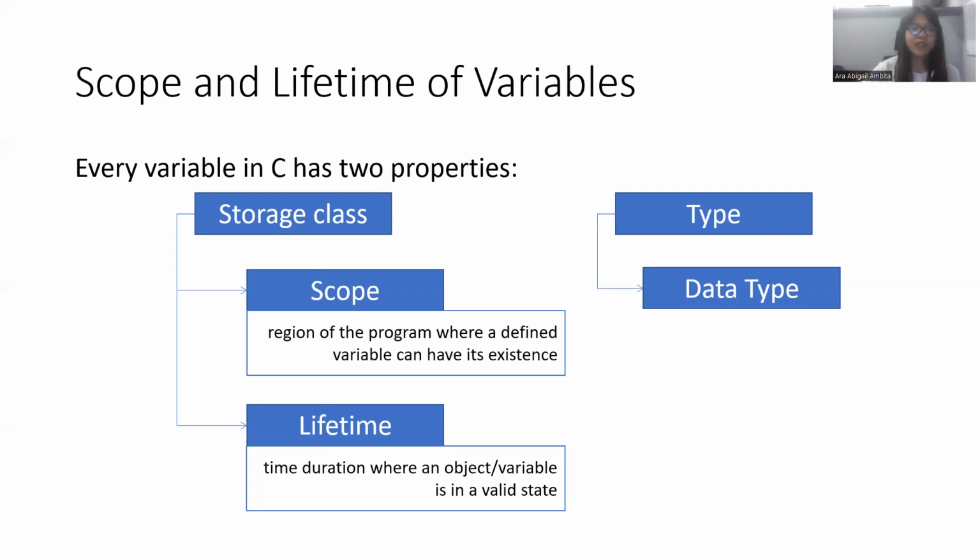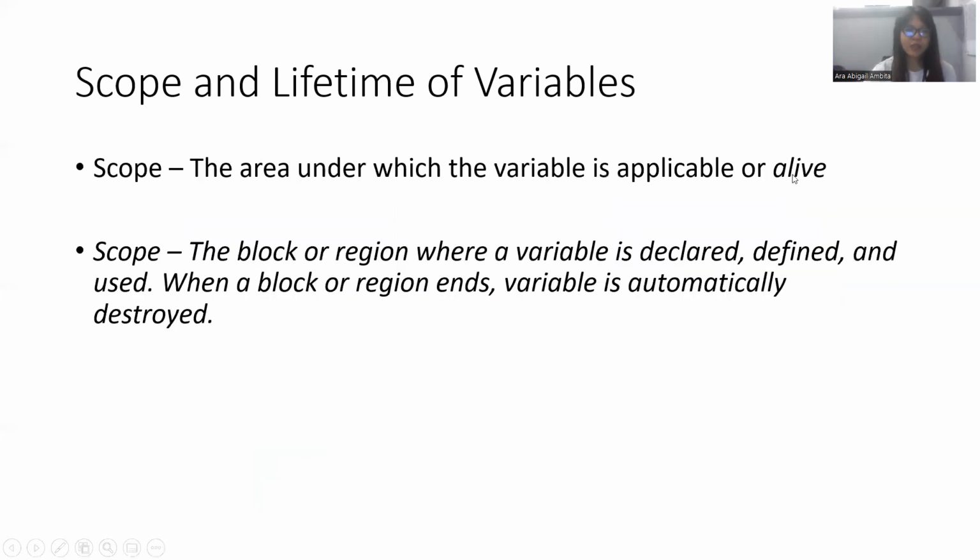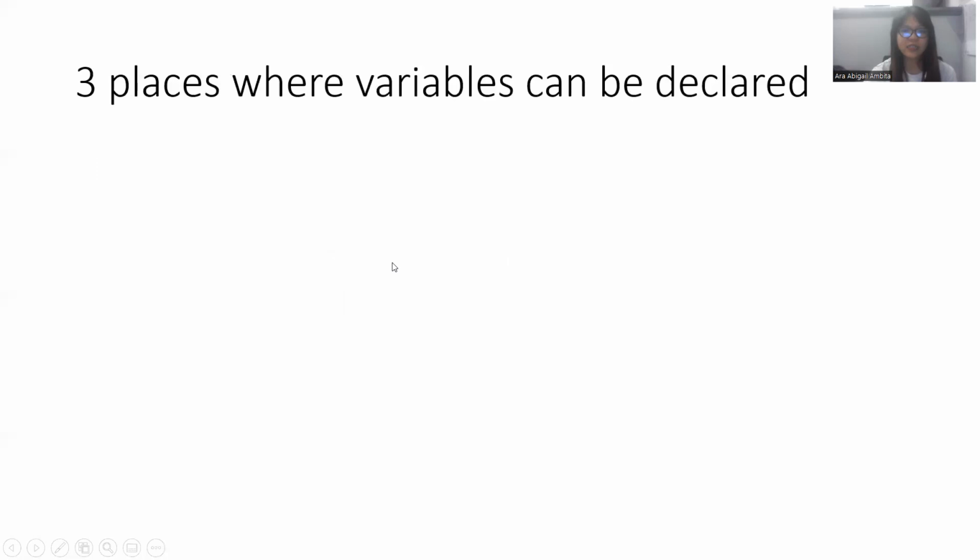So you have privileges while you are enrolled. Again, the scope is the area in which the variable is applicable or alive, and it's simply a block or region where a variable is declared, defined, and used. When a block or region ends, a variable is automatically destroyed. We will talk more about this in the next slides.